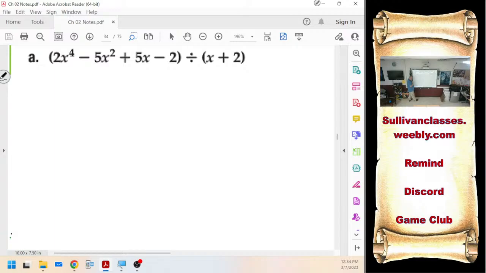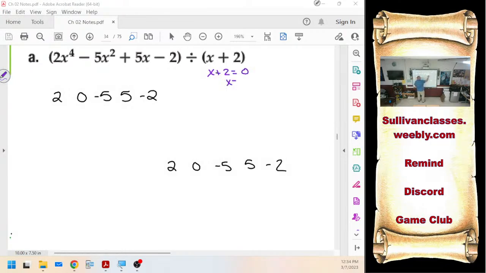All of your coefficients. Who's missing? I don't have x cubed. So you better put 2, 0, -5, 5, -2, versus 2, 0, -5, 5, -2. It's always the 0 of your divisor. So I say x plus 2 equal to 0, x equals -2. I put that -2 out here. I'm just showing you the two different ways that it's written.